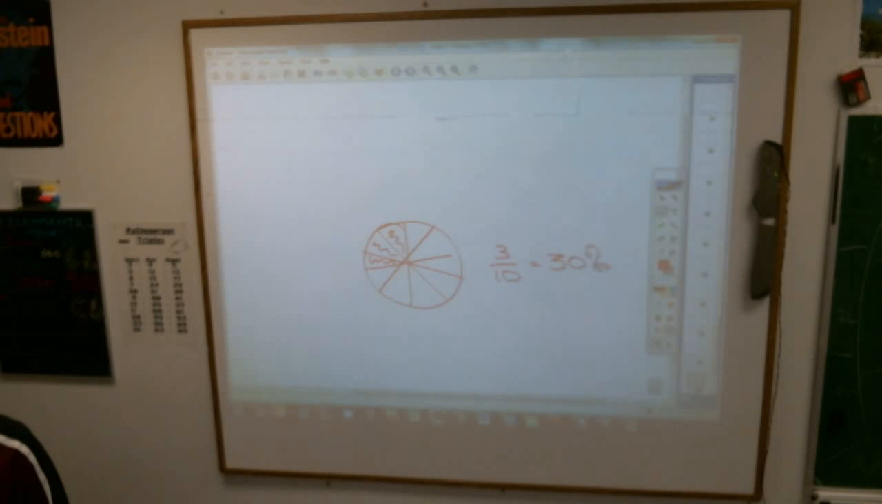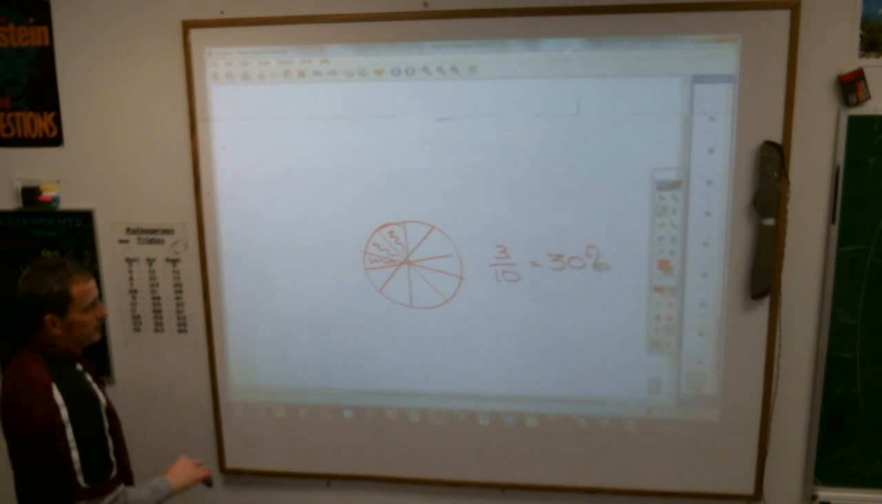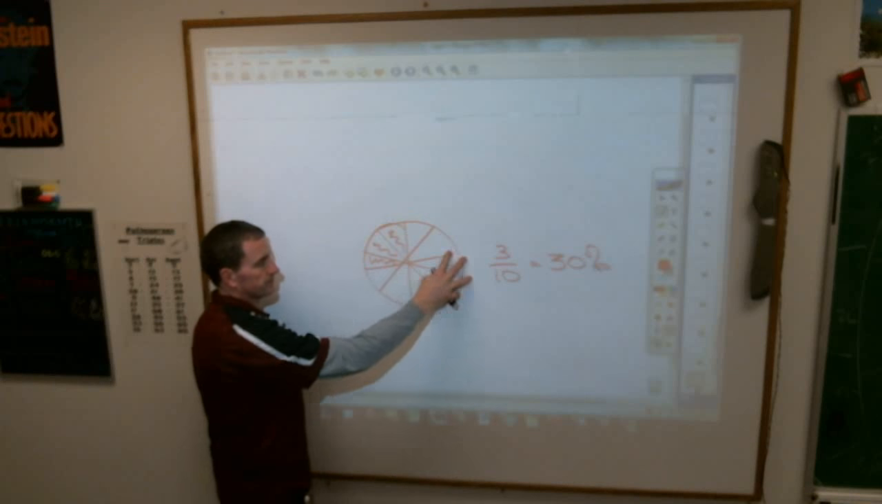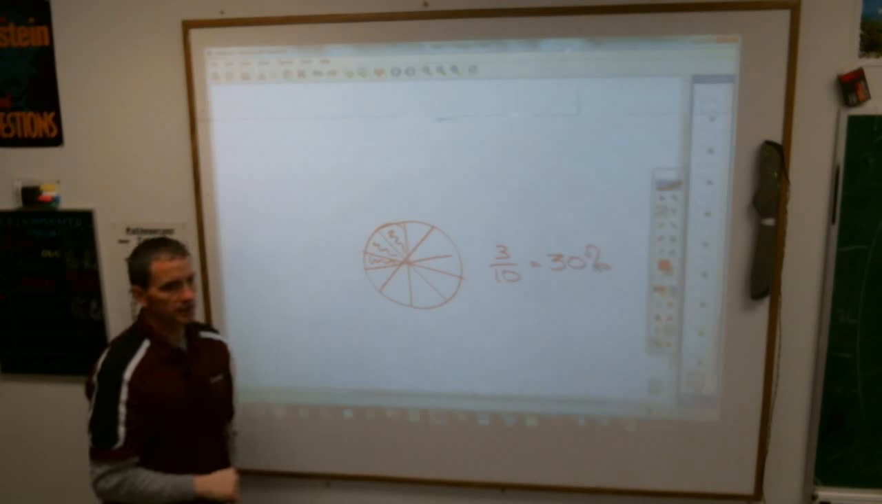And what decimal is that? 0.3. Is 30% greater or less than half of the circle? That would be less than.